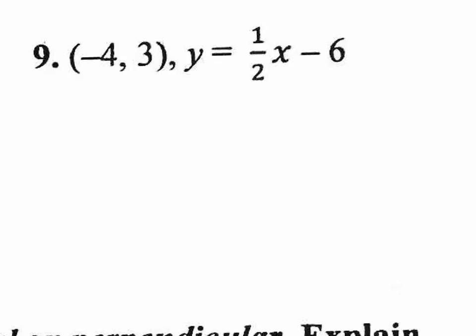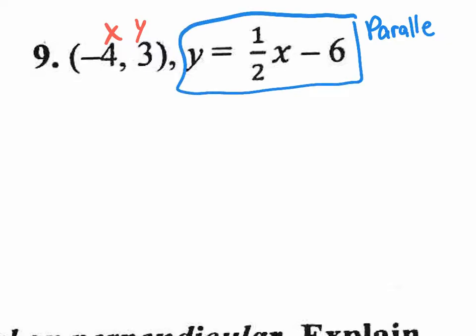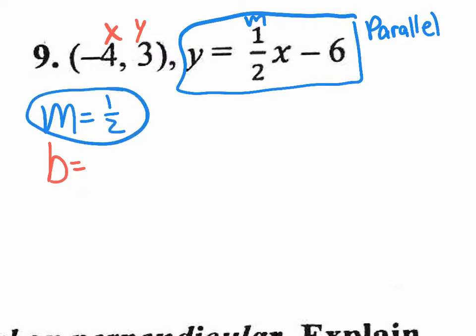It says your line passes through this x and y value, that coordinate. Your line's going to pass through that coordinate and is parallel to this equation. What does parallel mean? Same slope. So in order to write an equation in slope-intercept form, you need the m and you need the b. We at least know the what? M. The m, because they say it's parallel. So the m is 1/2, okay? We need the b. How am I going to find the b?